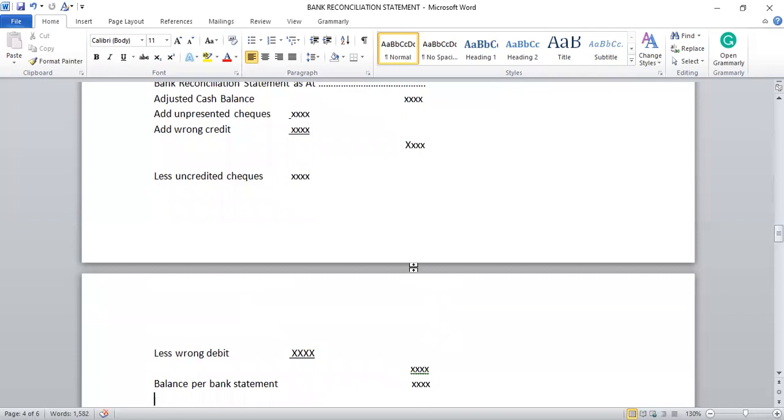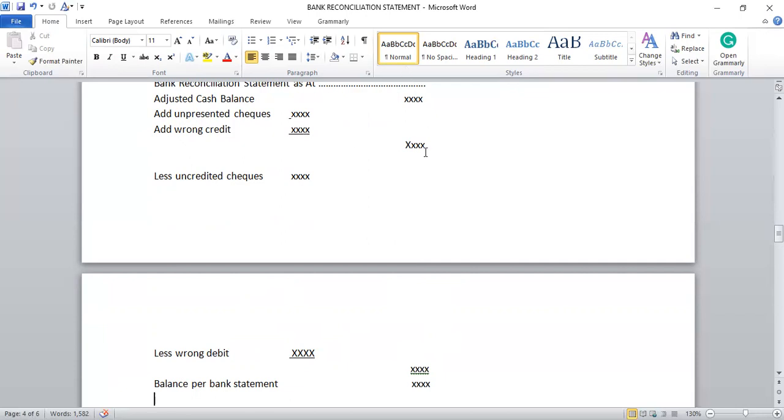Then you add all together. Then you deduct this. This figure is what? Uncredited checks plus the wrong debit that the bank has done. You get this figure. You deduct from this figure, which is the adjusted cash balance plus this. You get this figure by what? Adding unpresented checks to any wrong credit that the bank has done to get it.